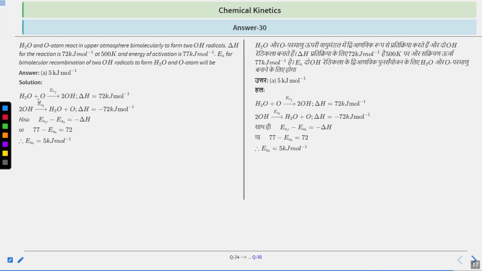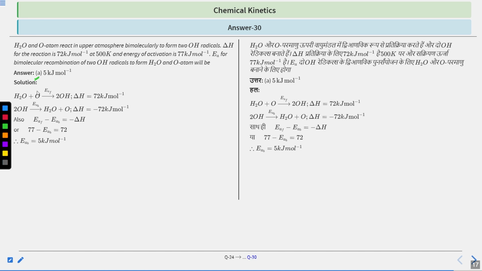Okay, let's see. The correct answer is option A, that is 5 kJ per mole. So this is the reaction for the forward direction, that is H2O plus oxygen giving us 2 OH radicals. Del H is 72 kJ per mole for this reaction. Similarly, we have asked the EA backward, that is 2 OH giving us H2O plus oxygen. Del H for this reaction will also get reversed because we are reversing the reaction, so it is minus 72 kJ per mole. Again, we apply this relation, that is EA of forward minus EA of backward is equal to minus of del H.